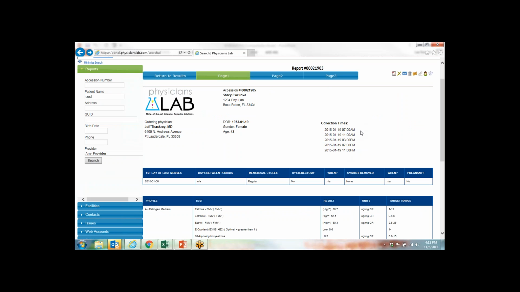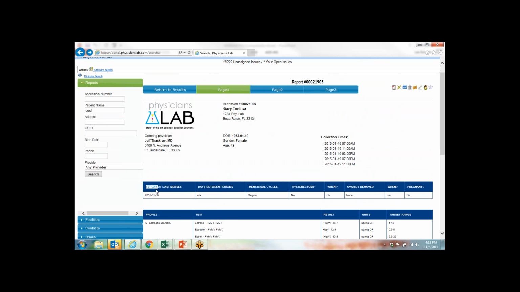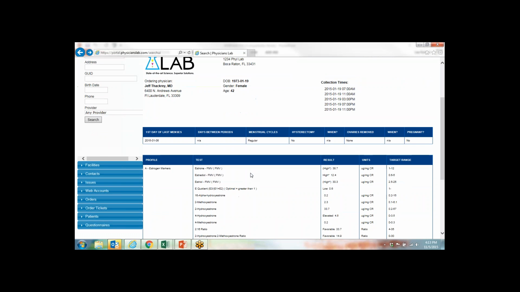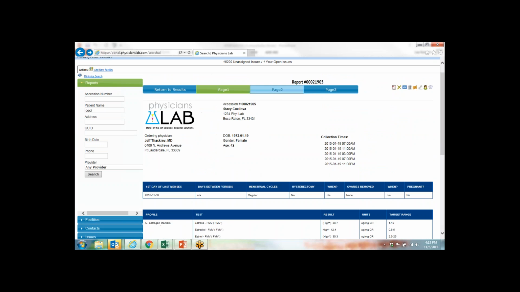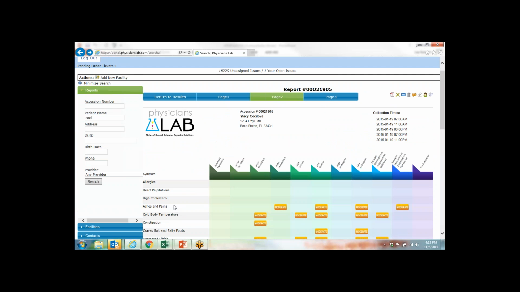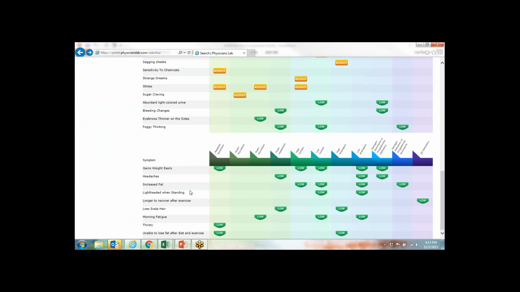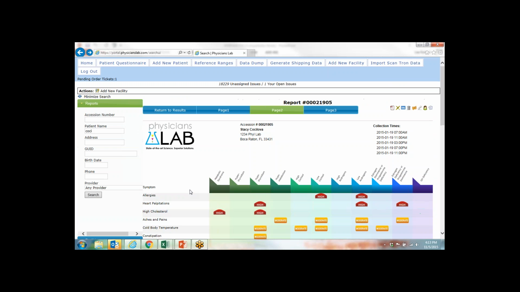Now, we make it easy for the patient to fill out their questionnaire, and what they're filling out in their questionnaire is their collection times. This information here about the status of their periods: are they still cycling, have they had a hysterectomy, any ovaries removed. They're also indicating any hormones that they're taking, and they're filling out a very long, comprehensive symptom questionnaire, which is documented on the last pages of the report.